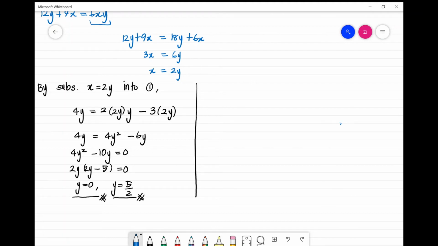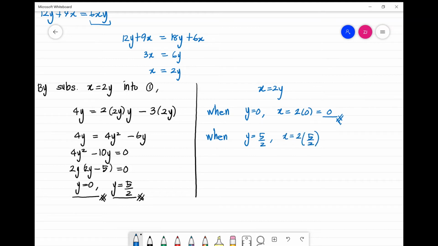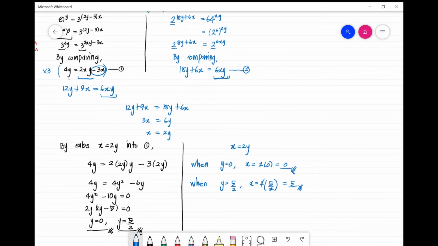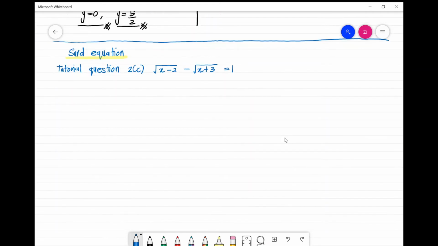So now we rewrite, okay, since x equals to 2y, so when y is 0, x is equal to 2 times 0, which is 0. Okay, and then when y is 5 over 2, x is going to be 2 times 5 over 2, which is 5. Okay, and we accept these two answers because again, for index, index must be an element of real numbers. Okay, just now we discussed how to solve index equation.